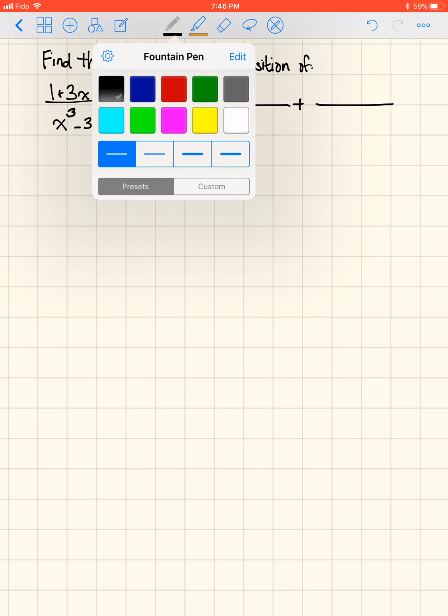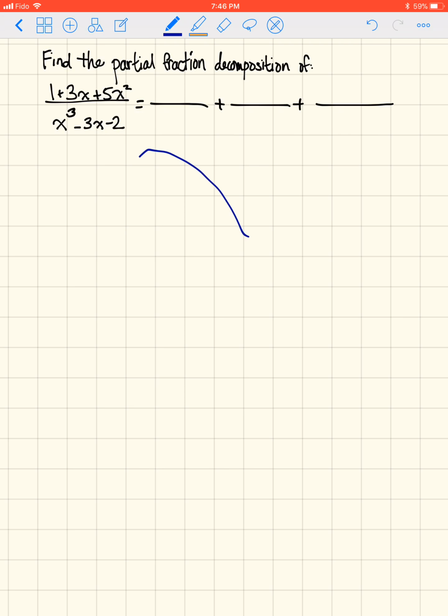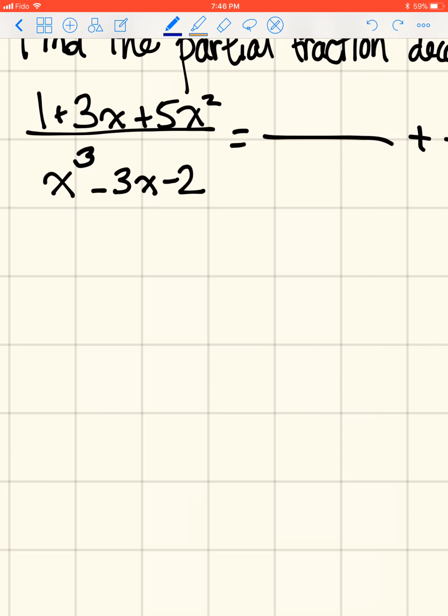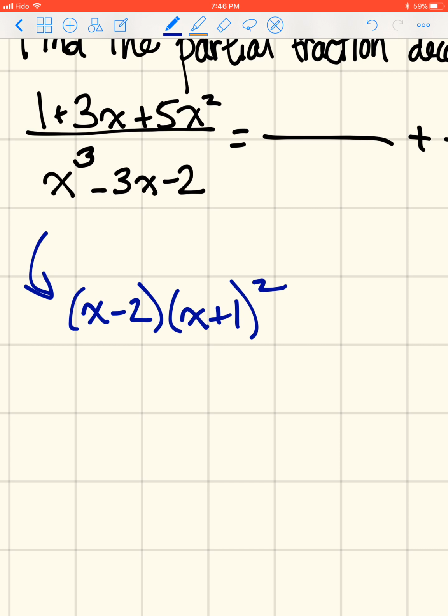I'm just going to give you the factorization of it. At the end of the video I'll show you how to factor it if you're not sure, but it becomes x minus 2, x plus 1 squared. Now how that converts into the denominators, the x minus 2 is simple, that's just on its own.